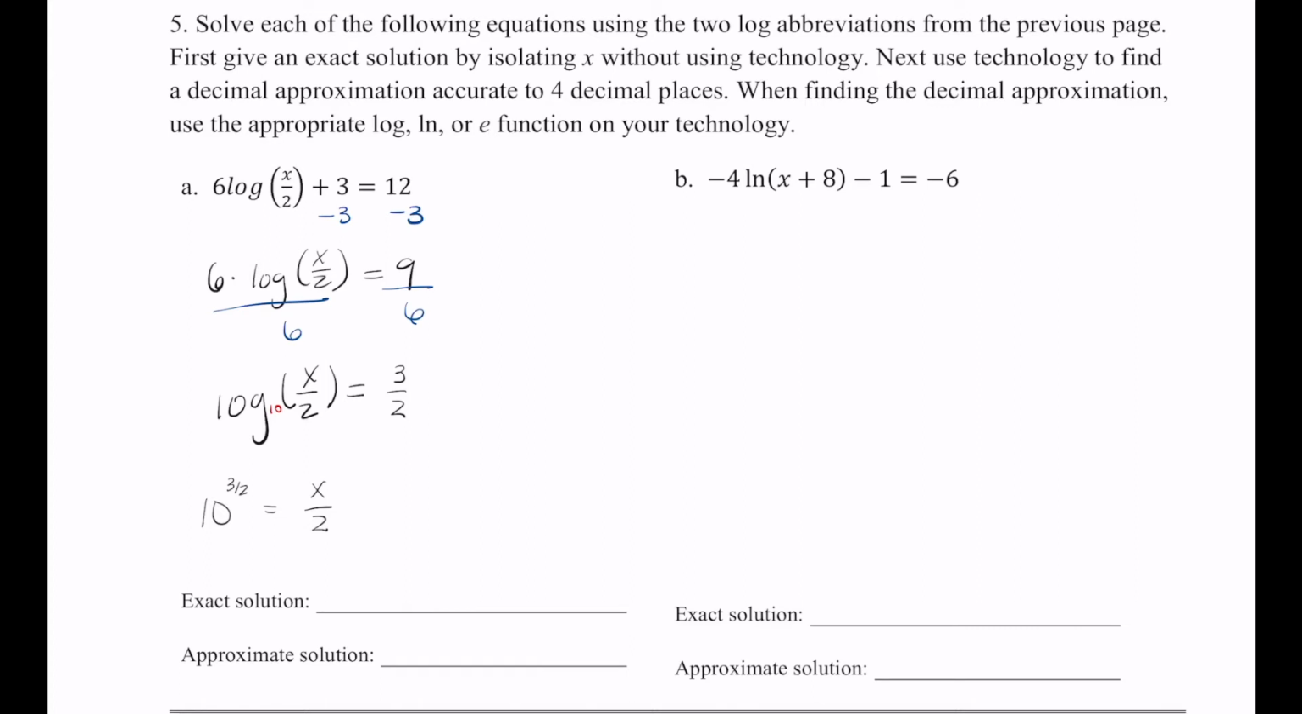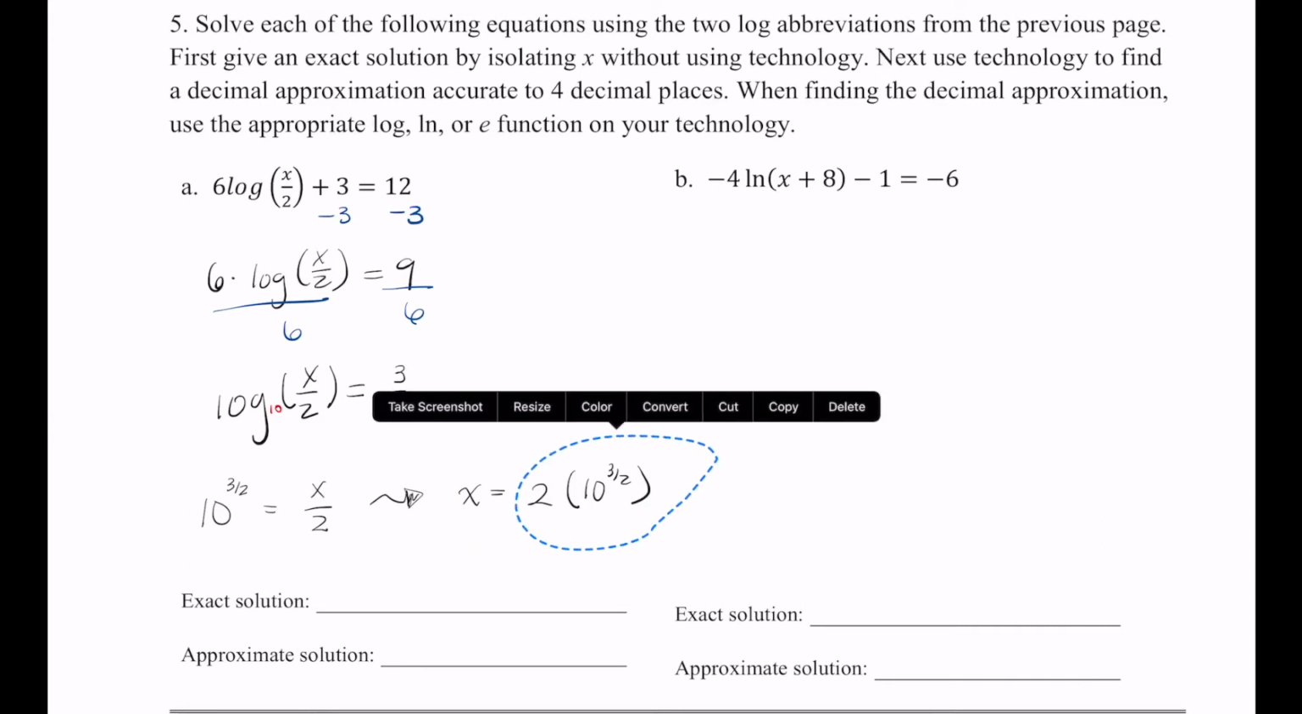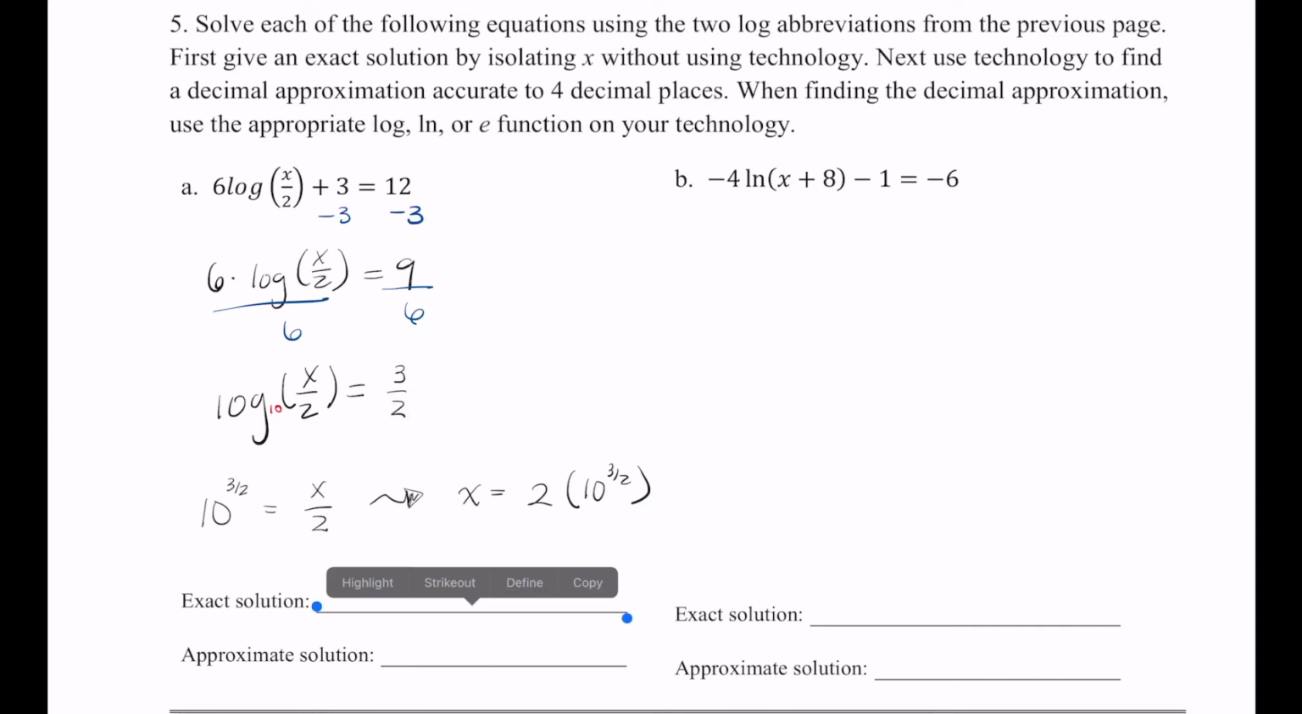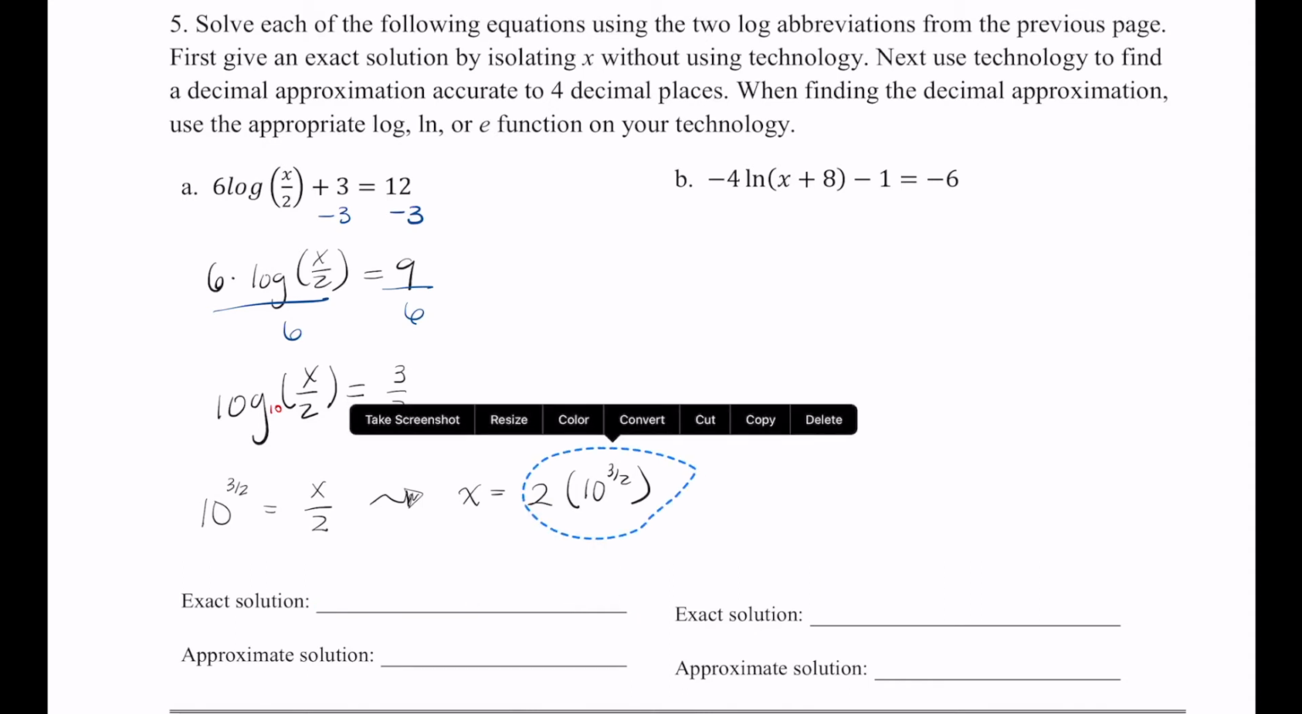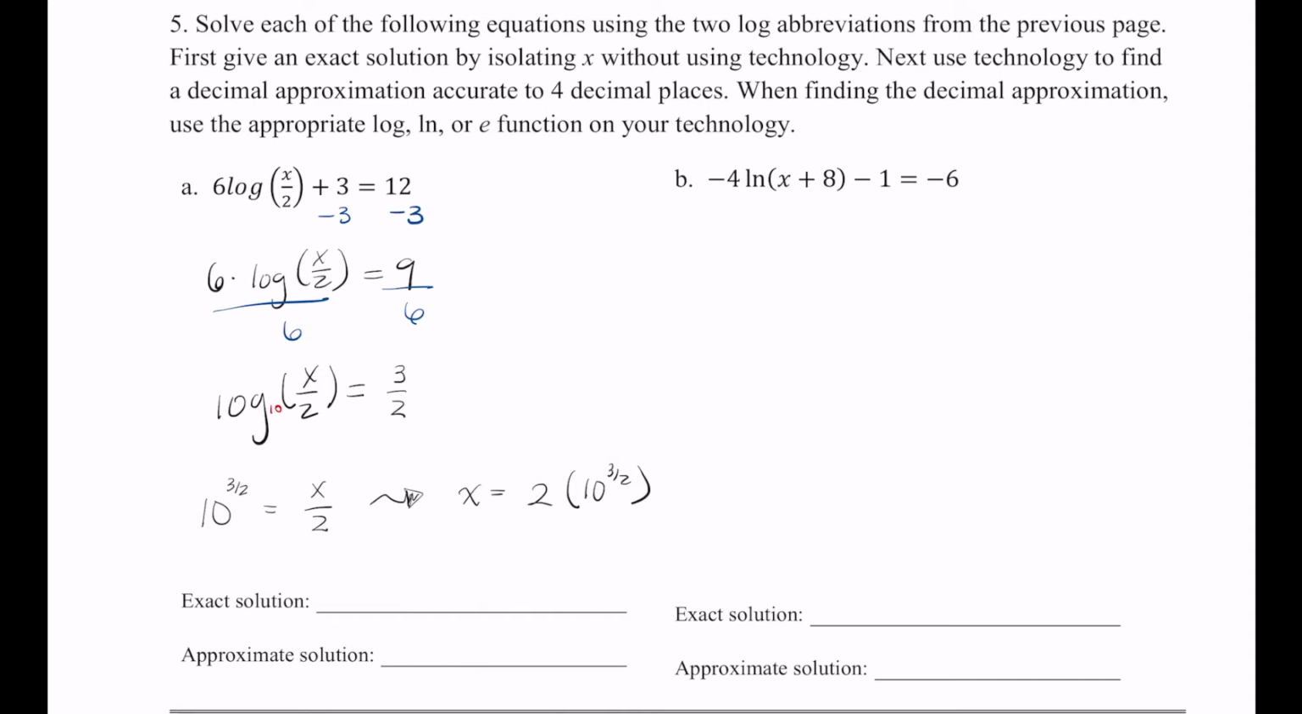And now finally, to finish solving for x, let's multiply both sides by 2. And I'm running out of space, so I'm just going to show that this is x equals 2 times 10 to the 3/2 power. And that can be moved actually to here. Let me copy and paste this. And there is our exact solution.